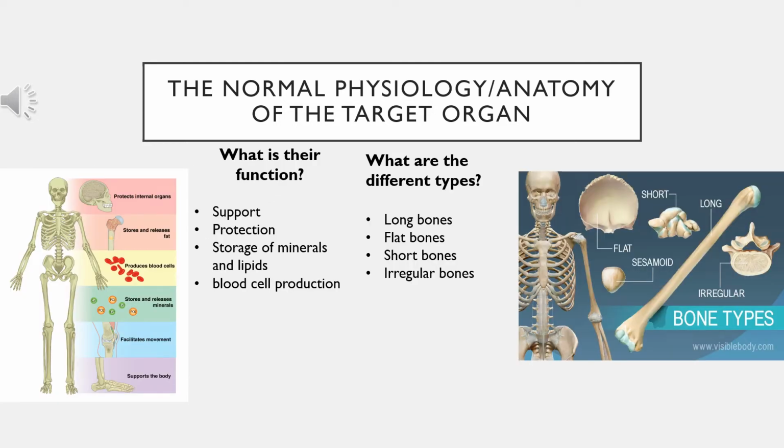These bones are part of the skeletal system, whose function is support, protection, storage of minerals and lipids, blood cell production, and facilitating movement. Bones come in a variety of types, including long bones like the femur found in your thigh, flat bones like the ones found in your cranium, short bones like the carpals found in your hand, and irregular bones such as vertebrae found in your spine.